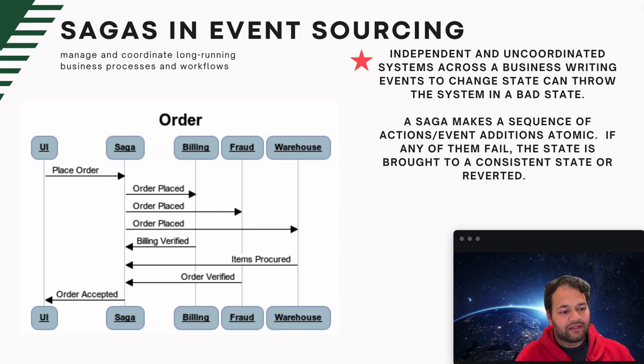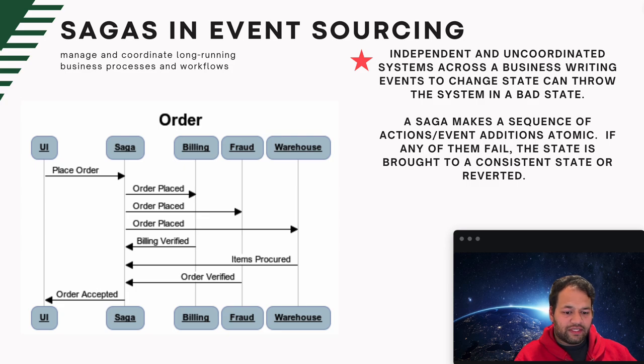But how do you know when you can go from pending to completed? What if something fails after you said it's completed? So in order to put all of that together and test the order and make sure that it's correct and it's not going to throw the system in a bad state, you have something called a saga. It manages and coordinates these long-running business processes and workflows, and it essentially makes a sequence of actions and event additions atomic. If any of those actions fail, you're essentially going to take the state and revert it to a consistent state, or make sure that you have marked it with certain statuses or messages that allow you to look at the order in a consistent way.